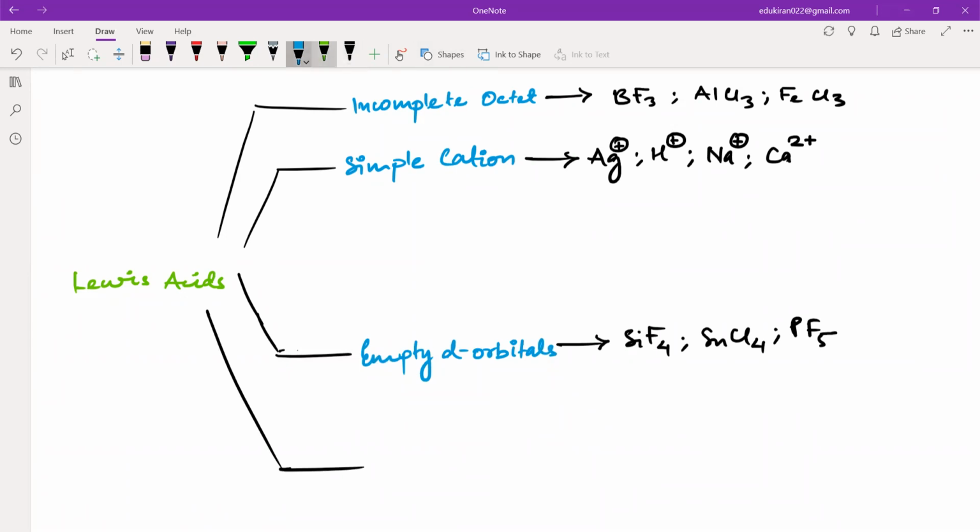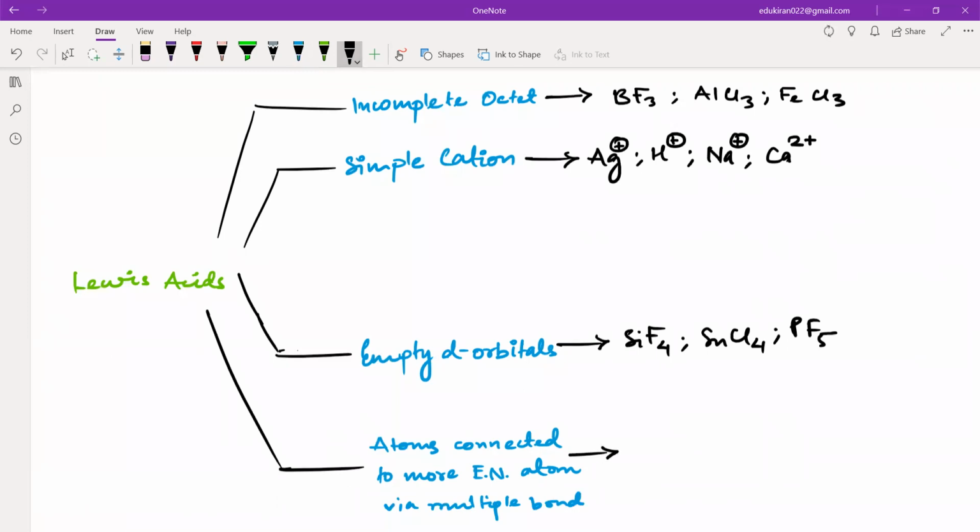atoms which are connected to an electronegative element via multiple bonds. Atoms connected to a more electronegative atom via multiple bonds. Okay, so these are also Lewis acids. For example, CO2, then you can have SO2. These are examples in which the carbon atom can act as a Lewis acid and it can accept a pair of electrons.